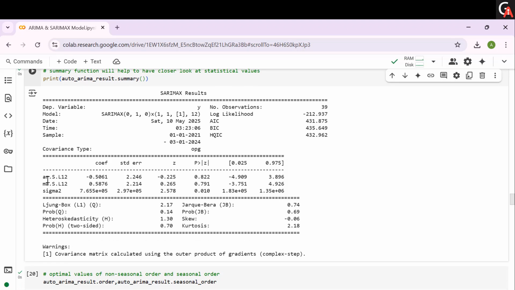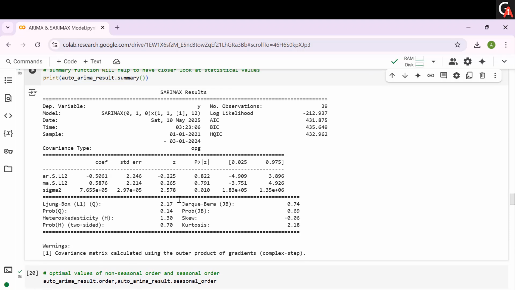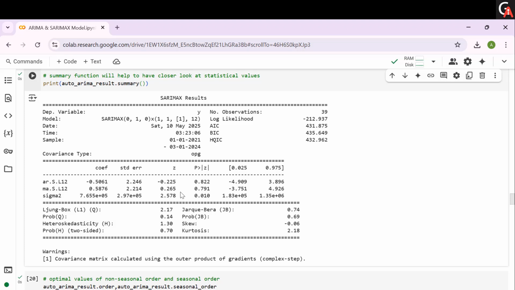Here you can see that this is AR.S, meaning autoregressive seasonal lag number 12, and MA.S means moving average seasonal lag number 12. So this model is dependent on the past lags, the 12th number lags, and these lags are seasonal lags. And these are the values of the corresponding coefficients, standard errors, the z value and the p value. The z value is calculated by dividing the coefficient by the standard error. And this is the p value. So this is the summary that we have got from our ARIMA function.